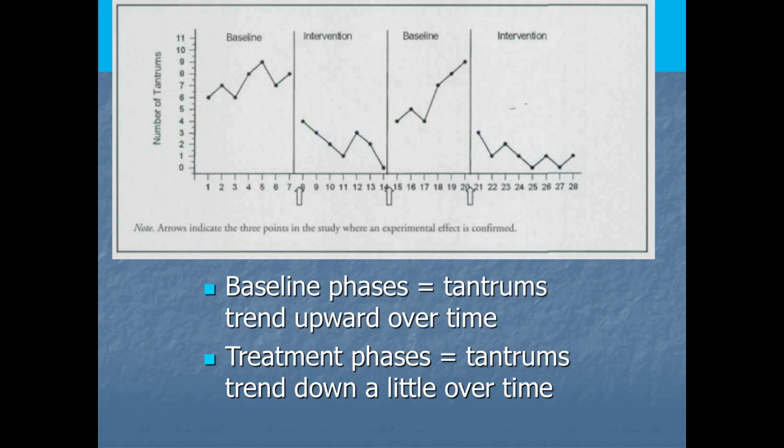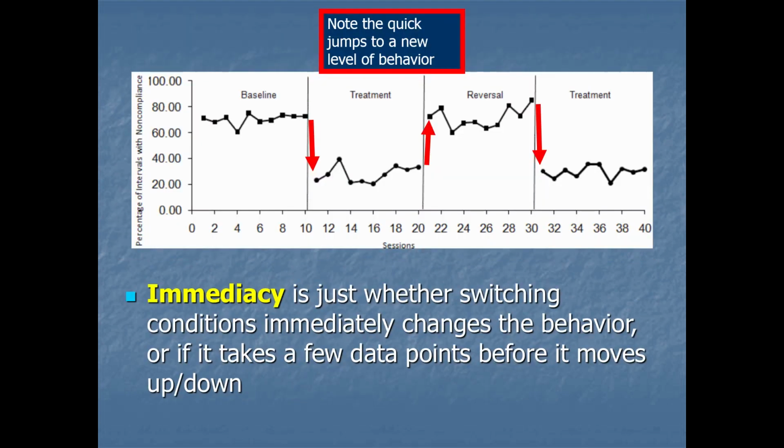What else do we look at when visually analyzing data for single subject designs? There's also immediacy as another important element. That just means whether switching conditions quickly and immediately changes the behavior, or whether it takes a few data points, a few days, a few sessions before it starts to move up or down to the new level. So in the example we see here, you can see on the y-axis to the left that we're graphing someone's non-compliance behaviors, sort of what percent of the observed time intervals they were non-compliant.